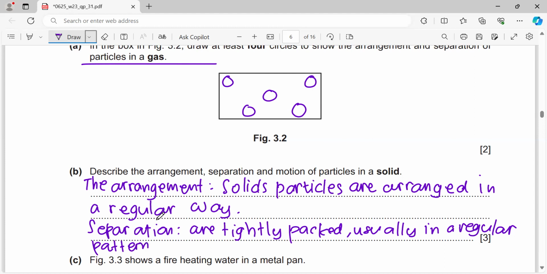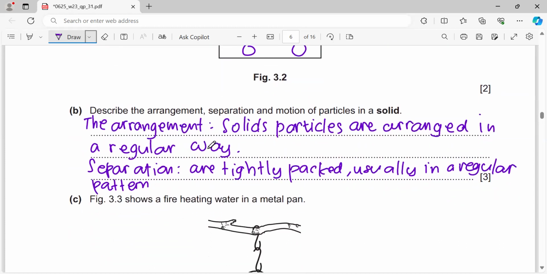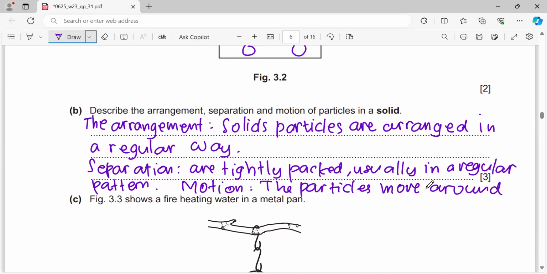Okay. And next, motion. The particles move around the fixed point.